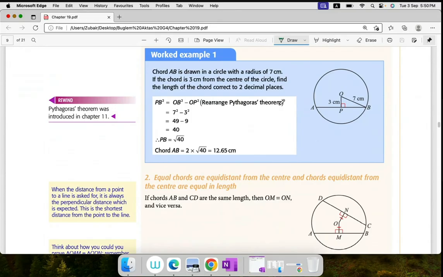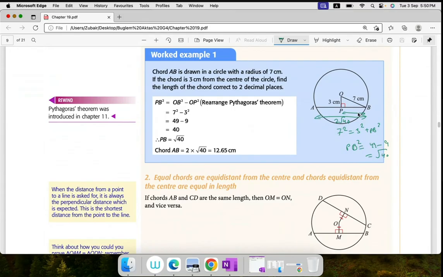Chord AB is drawn in the circle with the radius 7. 7 is given. If the chord is 3 centimeters from the center, 3 is given. Find the length of the chord. So I'm using 7 and 3 to find PB. Applying Pythagoras theorem, 7 square is equal to 3 square plus PB square. So PB is equal to 49 minus 9, square root 40. So if PB is square root 40, this complete is 2 square root 40. Any doubt? No.